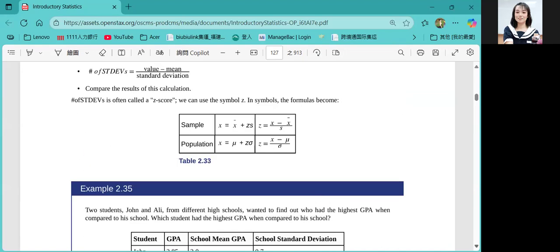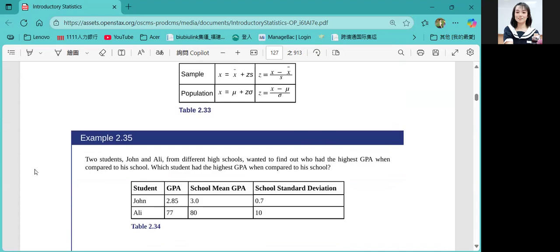So let's do an extra one. Two students, John and Ellie, from different high schools, want to find out who had the highest GPA when compared to their school. Which student had the highest GPA when compared to his school? Okay, first, their GPA is different. One is 3 and it's 18. And your school standard deviation, I think that one, 3? Let me check. Okay.